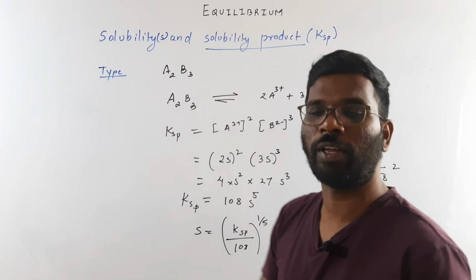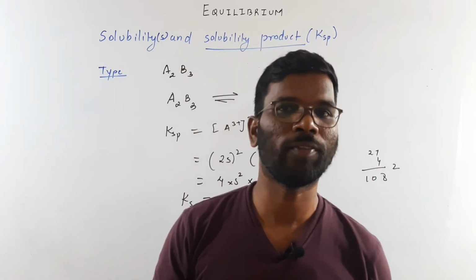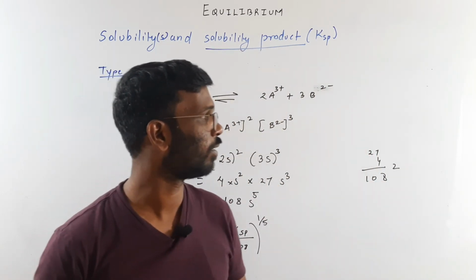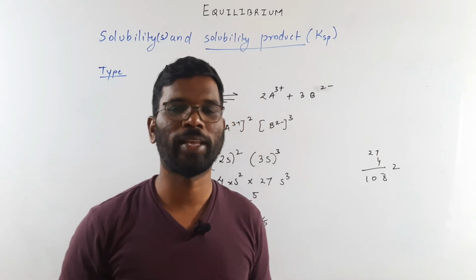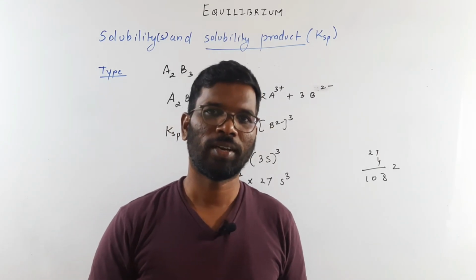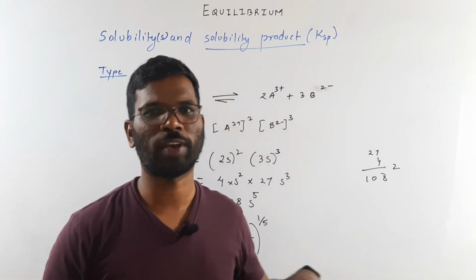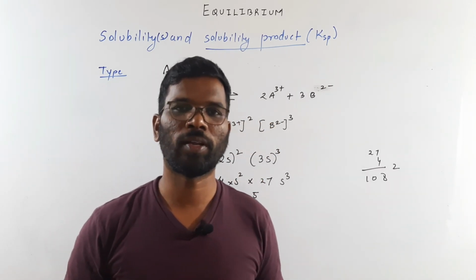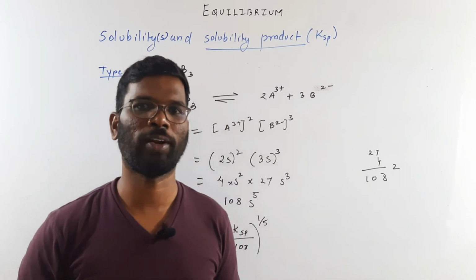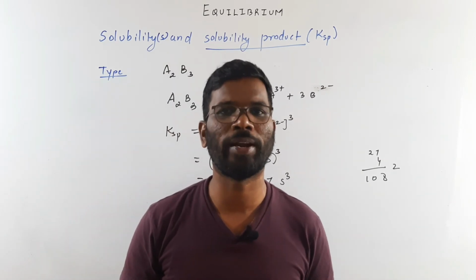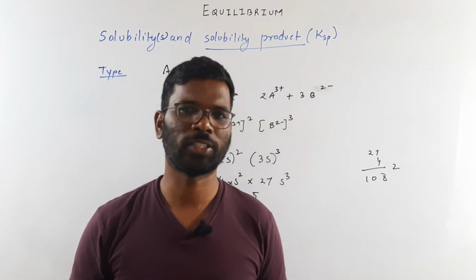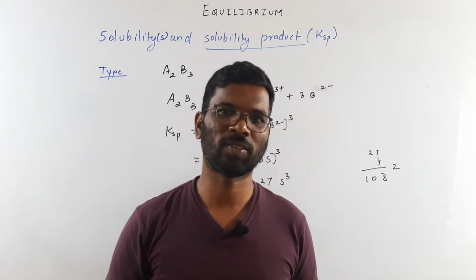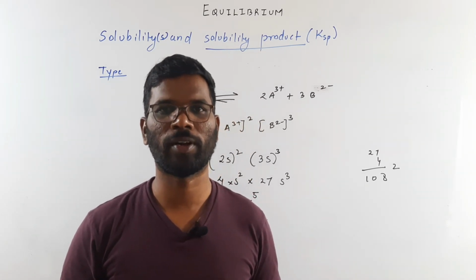So KSP for different types of salts, any sparingly soluble salt, is derived experimentally, and they have some fixed values. For a particular salt, it will have a particular value of its solubility product. You don't have to study those. It will be provided for you in the exam. That's the only thing. So solubility product is a constant for one particular type of salt.